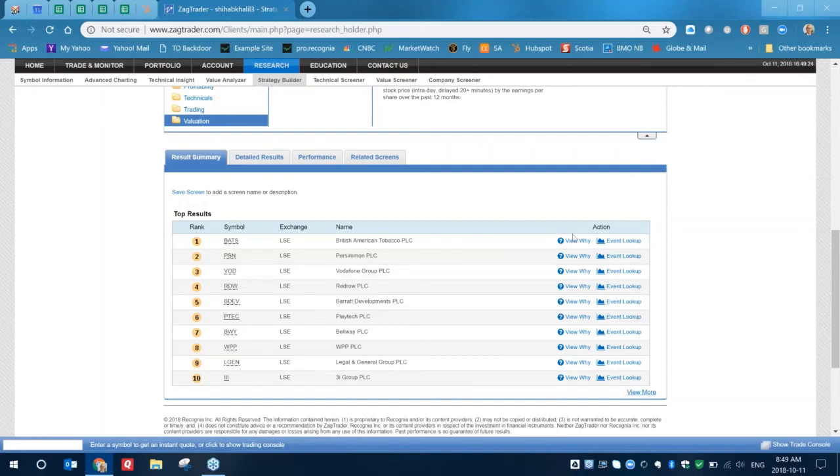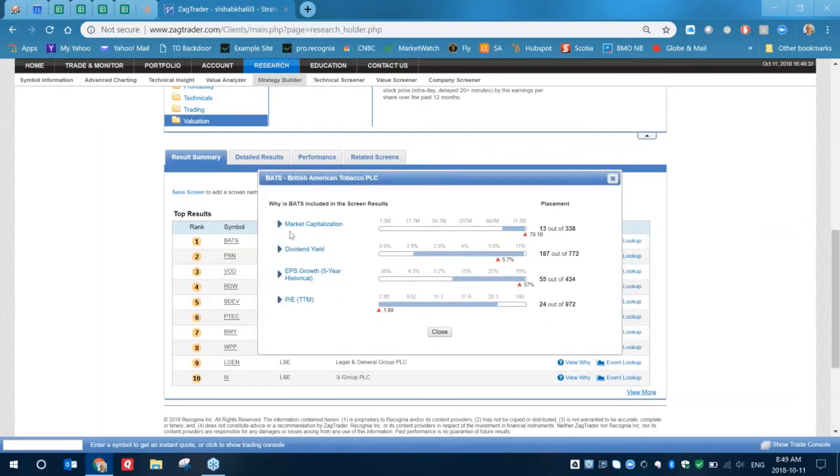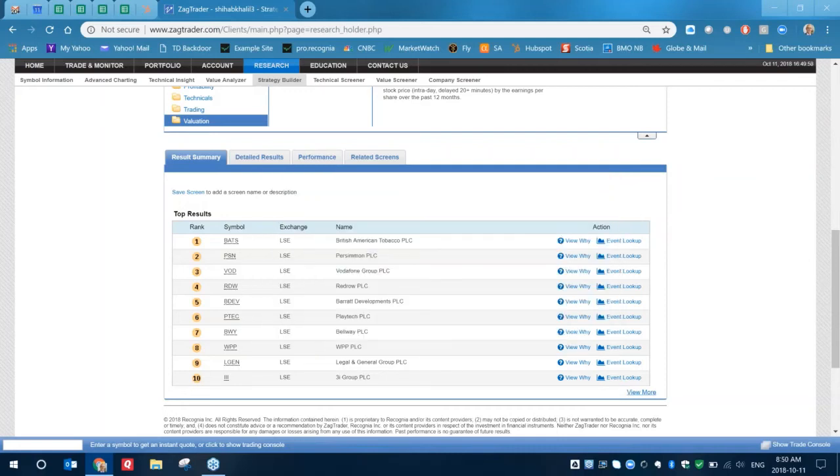Well, why does it rank number 1? I can click on View Why, and this will tell me why this particular stock ranked number 1 in my strategy. British American Tobacco ranks number 1 because its market cap is £79.1 billion, which ranks at number 13 out of 338 companies. It pays a dividend yield of 5.7%, which is great. That's 187 out of 772. It has a 5-year EPS growth rate of 57%. That's annualized. Wow, that's amazing. And the PE ratio is extremely low. So these are the reasons why British American Tobacco ranked number 1 on my list.